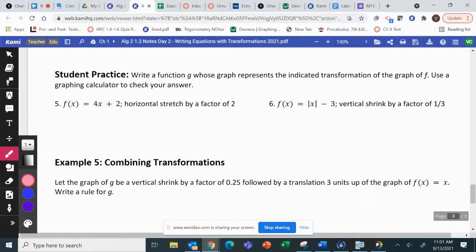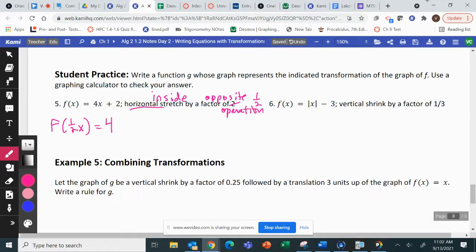Question 5 says horizontal stretch by factor of 2. Horizontal says inside. I've already asked a couple of you that. So if it's inside, we also have to do the opposite operation. Am I going to use the number 2? No. I'm going to use the reciprocal, 1 over 2. So we're going to do f of 1/2 x. That means replace x with parenthesis 1/2 x.